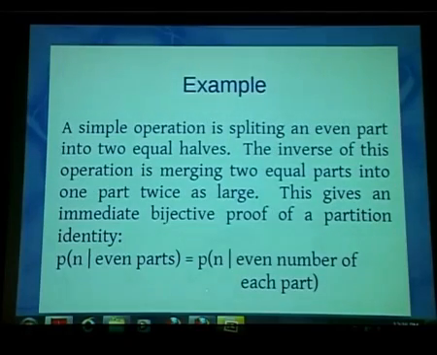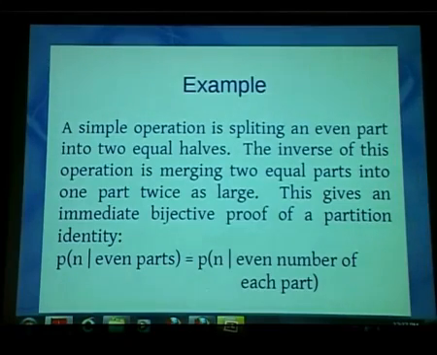For example, a simple operation is splitting an even part into 2 equal parts. If you have an even part, just split it into equal parts, you will get 2 parts of odd length which are identical. And the inverse of that operation is, wherever you have 2 equal parts, just pick them and merge, you will get an even one. So this gives an immediate bijective proof of the partition identity, that the number of partitions having even parts is the same as the number of partitions having an even number of each part.